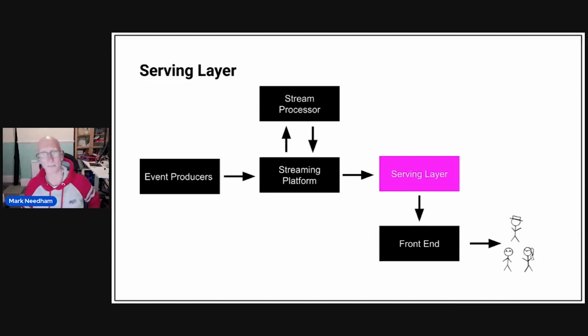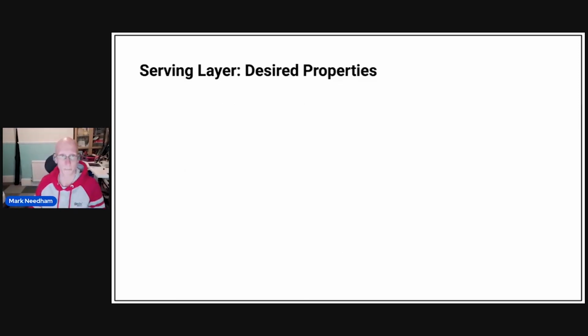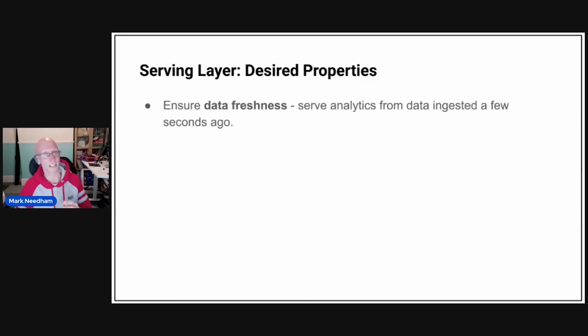But sometimes we want to actually go and store that data somewhere else and do some queries on it. And so that's where the serving layer would come into things. It's possible to go straight from the streaming platform to the serving layer, but optionally, as I say, we can use the stream processor. So these serving layers, what do they need to do? They're generally OLAP databases, and there are a few key properties.